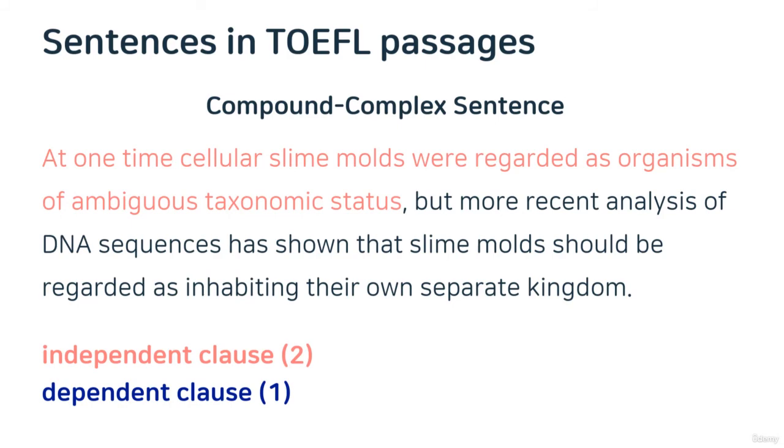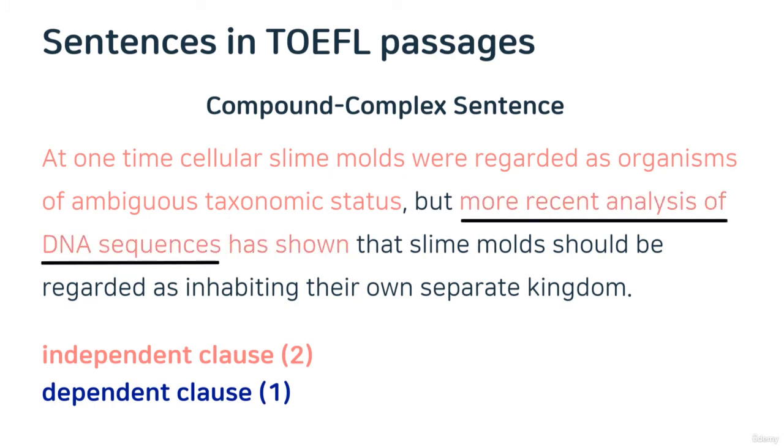After the first independent clause, we have the coordinating conjunction but. So right after, we have another independent clause, and it begins with a long noun phrase. And then we have the verb phrase, and the object is a noun clause which begins with that. And at the end, there is a prepositional phrase as inhabiting their own separate kingdom. So this sentence has two independent clauses and one dependent clause. So it's a compound complex sentence.